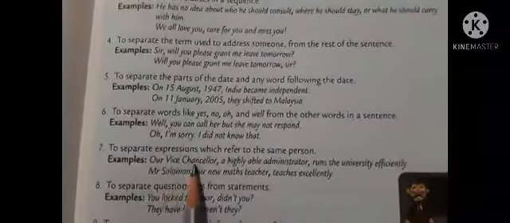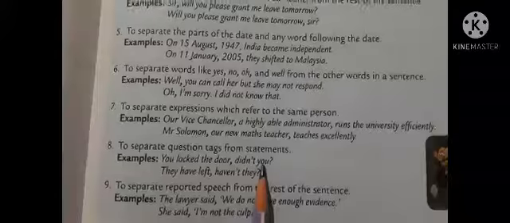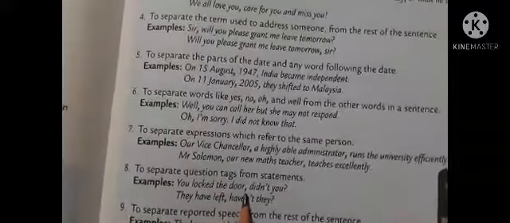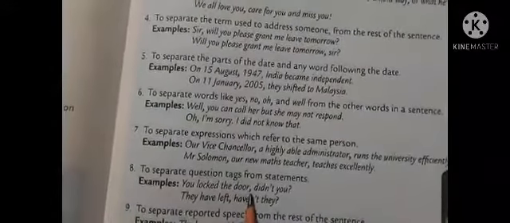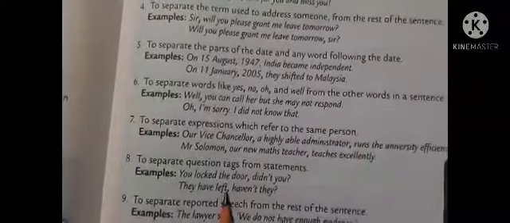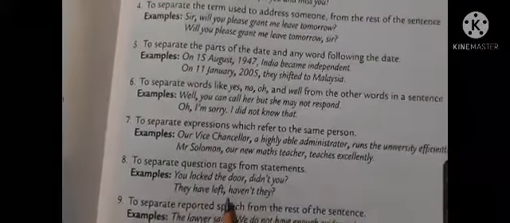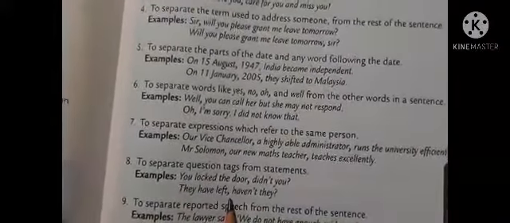Eighthly, we use comma to separate question tags from statements. For example, you locked the door, didn't you? So here we have used comma to separate the question tag, didn't you, from the statement you locked the door. They have left, haven't they? So here we have used comma to separate the question tag, haven't they, from the statement they have left.